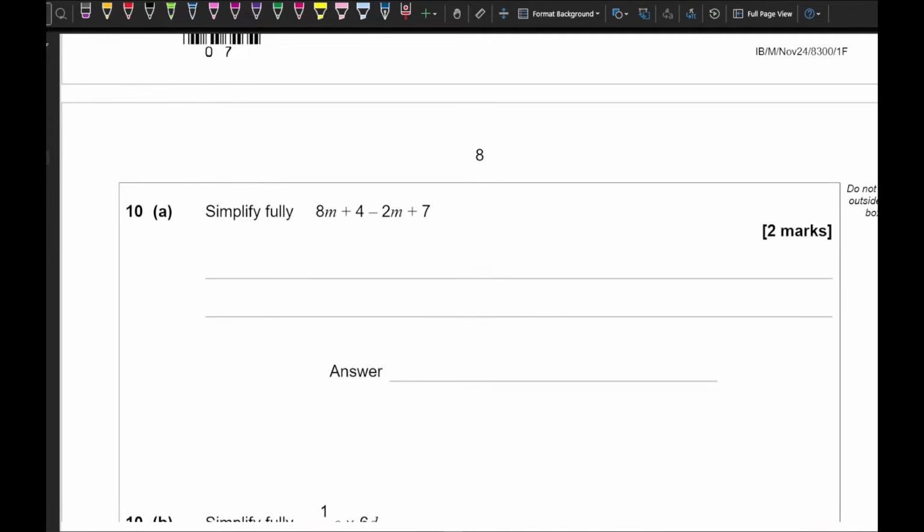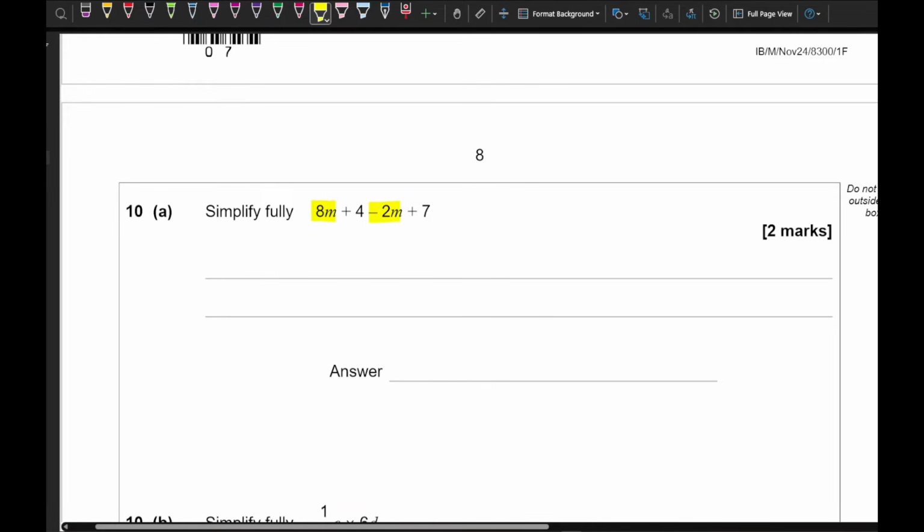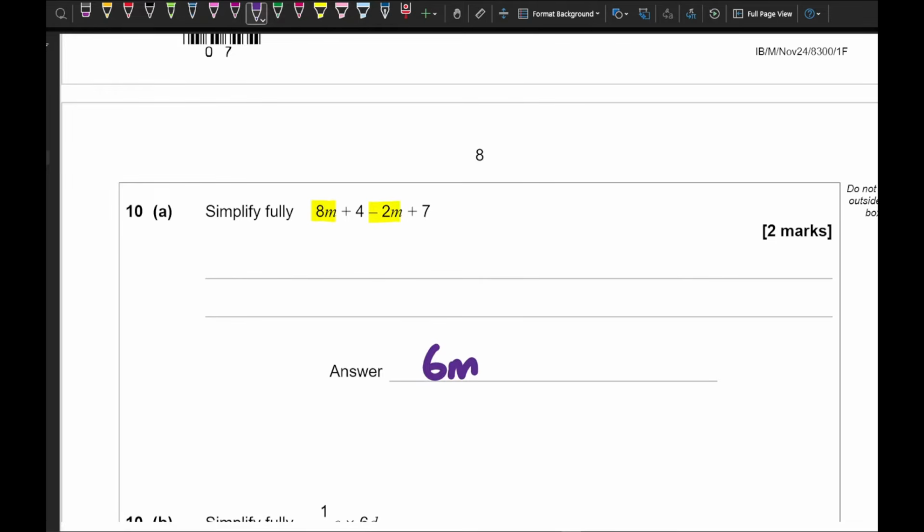Moving on to question 10a, it says simplify fully 8m plus 4 minus 2m plus 7. So here, if we look at the m's, we've got 8 take away 2, which gives me 6m, and then I've got 4 plus 7, which is 11.